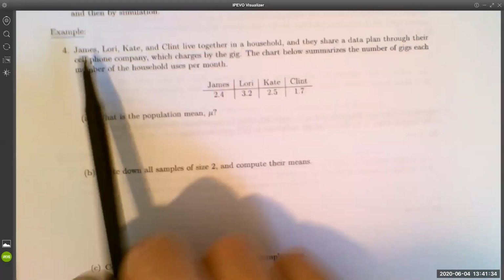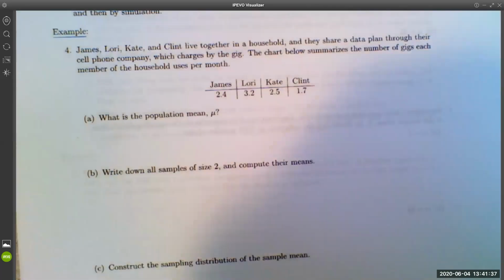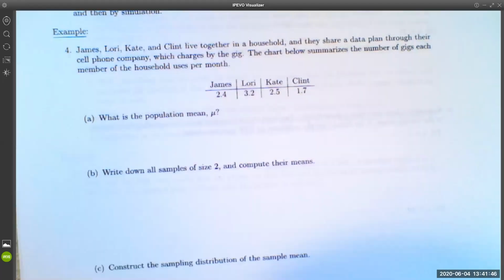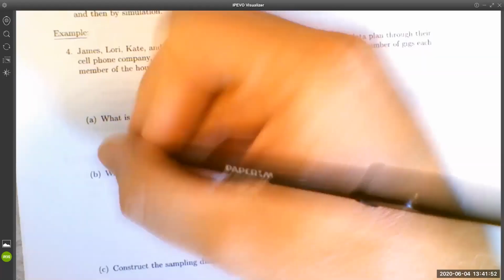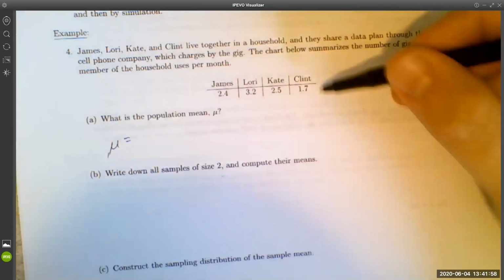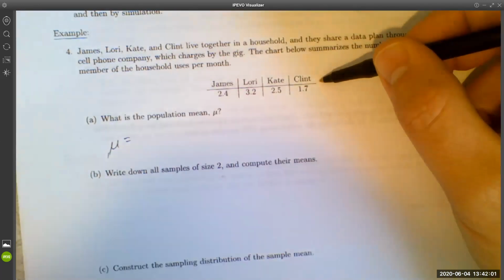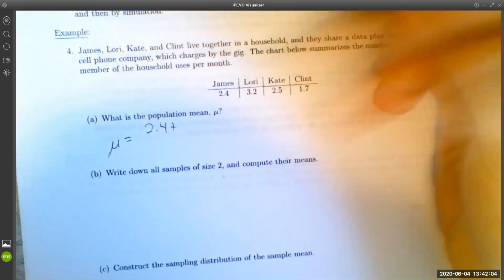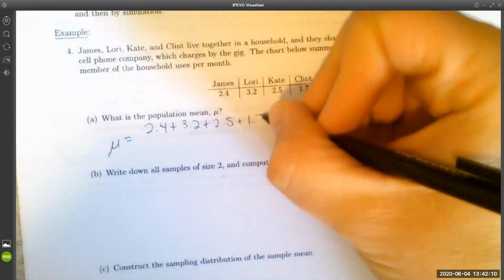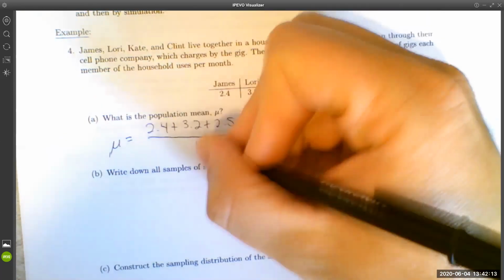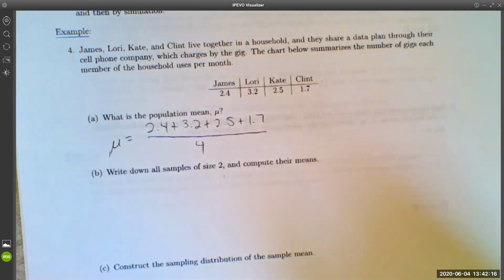This one says, James, Lori, Kate, and Clint live together in a household, and they share a data plan through their cell phone company, which charges by the gig. The chart below summarizes the number of gigs each member of the household uses per month. What is the population mean, mu? So that's easy, right? This particular household only has these 4 individuals in it. So this is the entire population. The population mean is just going to be 2.4 plus 3.2 plus 2.5 plus 1.7 divided by 4. Okay. So that's easy enough.